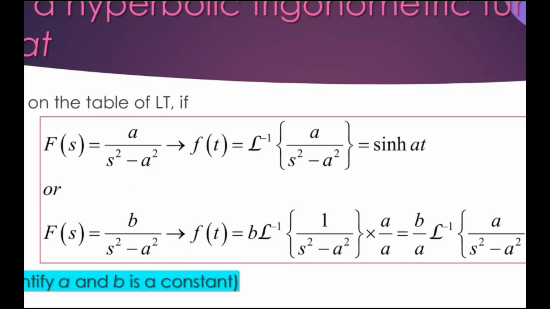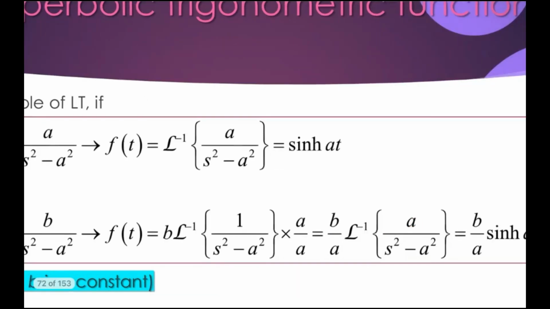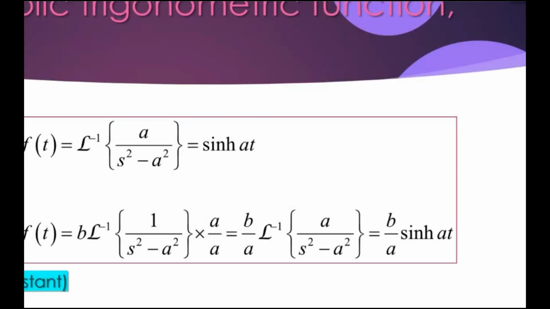So first, you need to move b outside. So let's rewrite as b times inverse Laplace of 1 over s squared minus a squared. Now we want this numerator equal to a, so you multiply by a and divide by a. So this one goes here, this one goes here. So you have b over a times a over s squared minus a squared. So what is this? You have b over a sinh at.